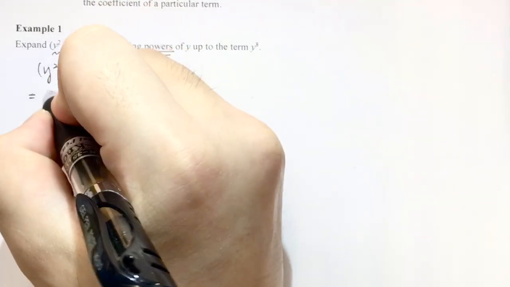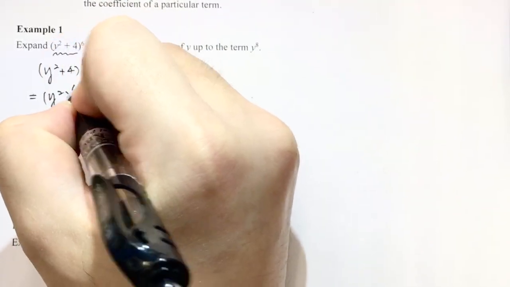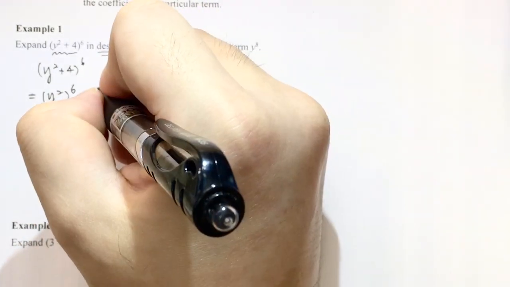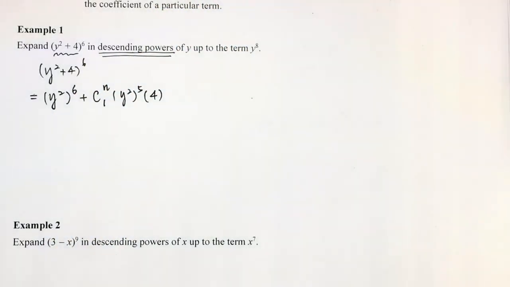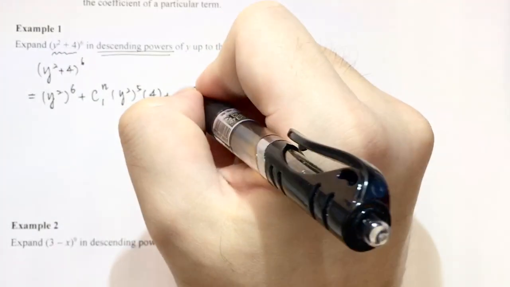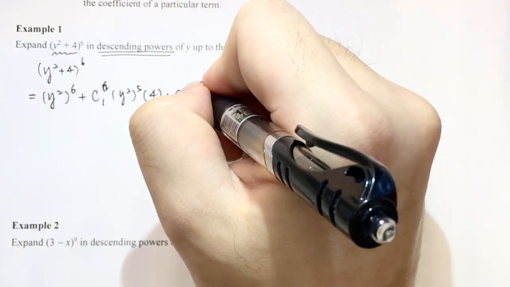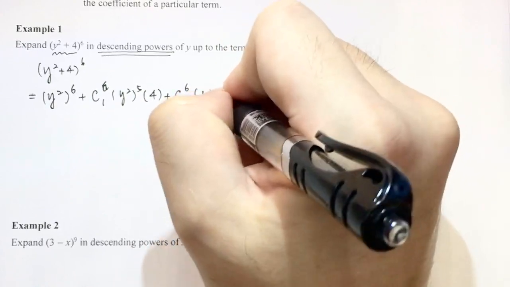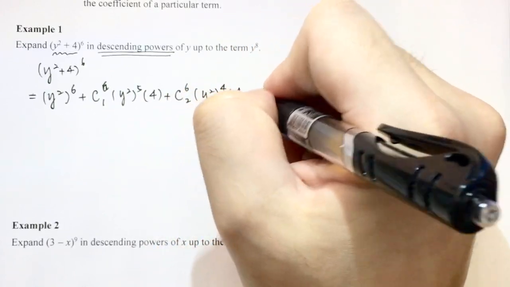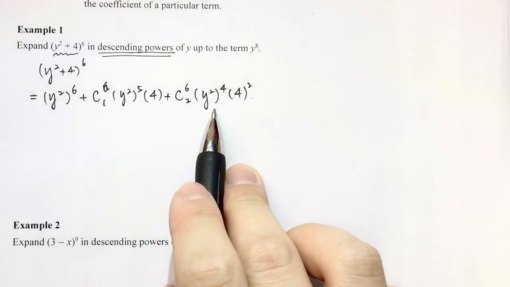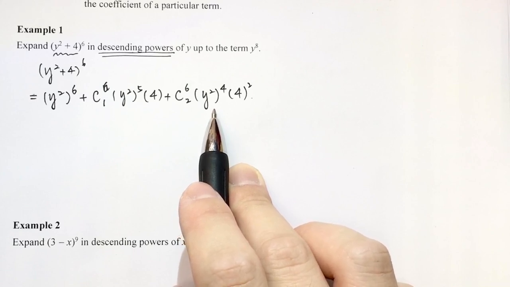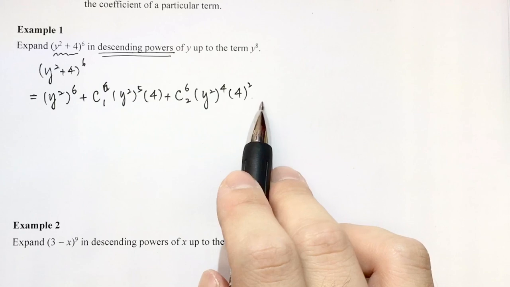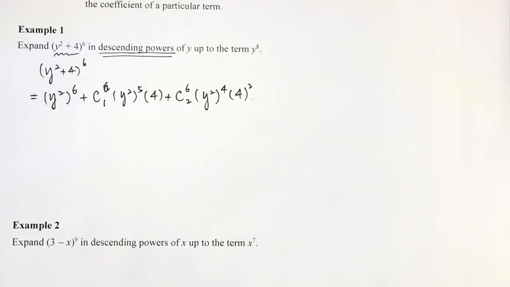You know that the first term would be raised to the power of 6. Second term, we start to have nC1, reduce 1 power here, and then we include 1 term here. And then we have 6C1, and 6C2, we have this one raised to the power of 4 and 4 squared. And you know that it's done already because it's y to the power of 8, and then you know that the terms that follow would have a power less than 8.